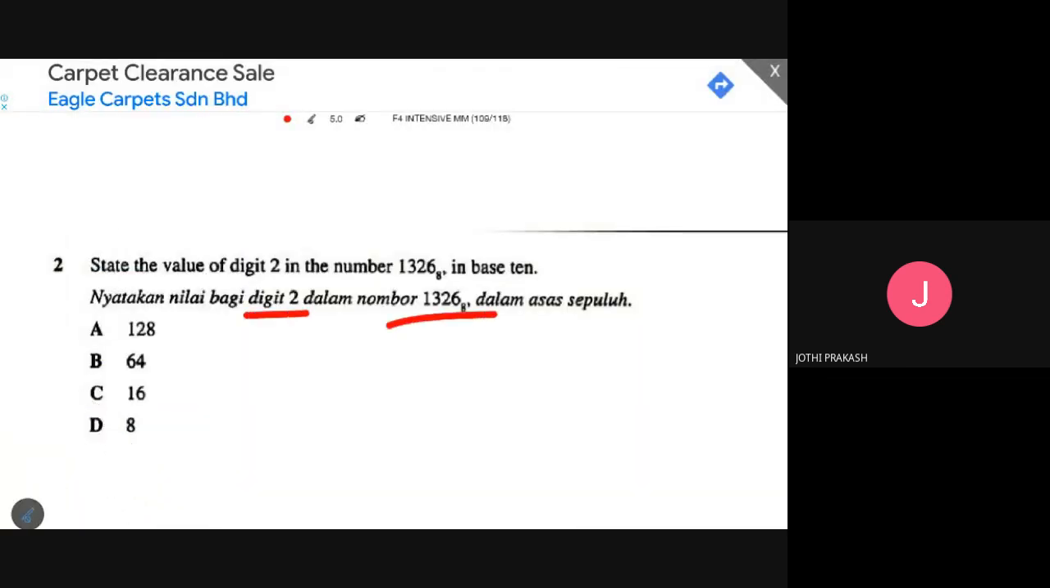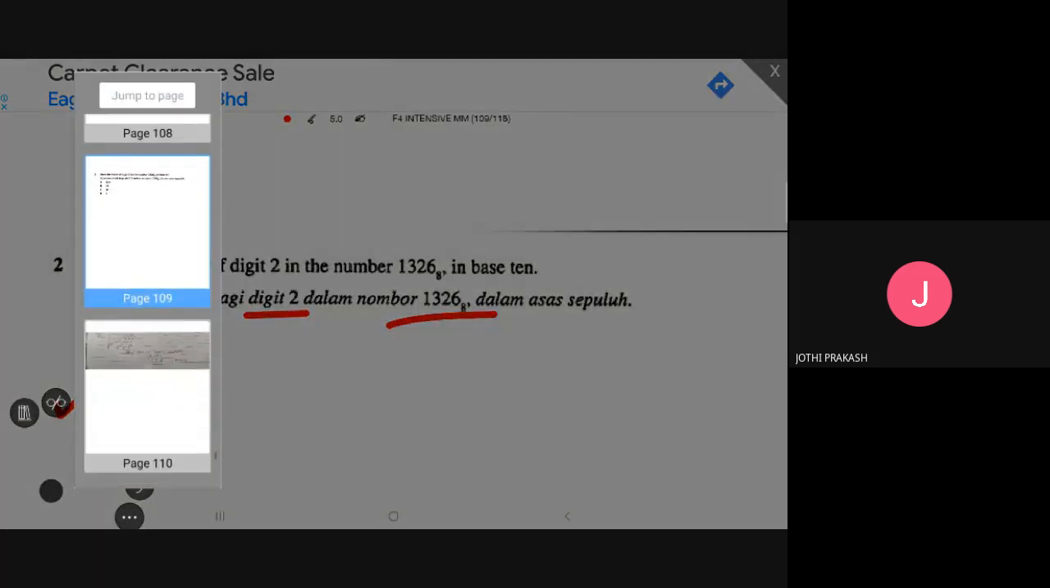So what's the answer, guys? Apa jawapan dia? Hey, are you sure? I think got careless there. Okay, C, others? Okay, very good guys. The answer will be C. Jawapan dia C, 16. Okay, so this will be the working.